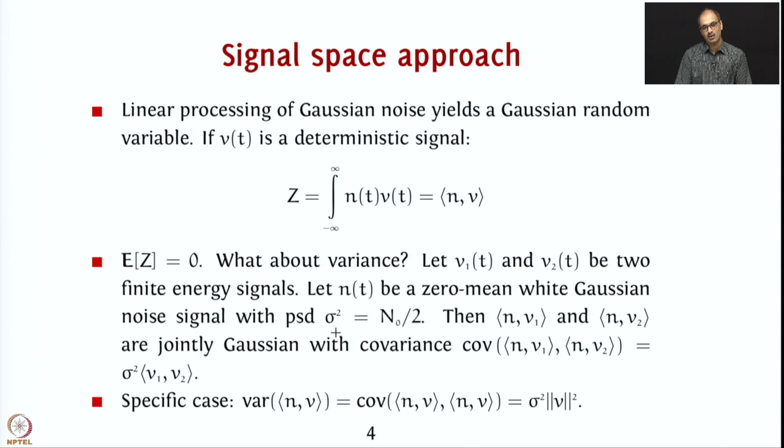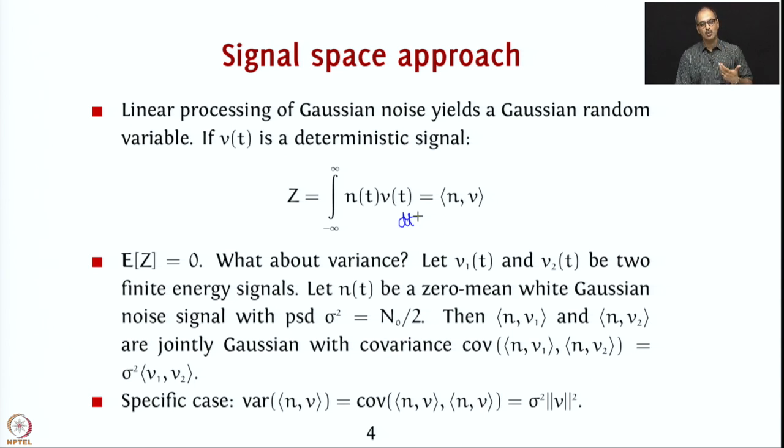So linear processing of Gaussian noise actually yields a Gaussian random variable. Why does this happen? Let's say that you receive Y of t and you perform some integration or filtering with Y of t. The N of t component undergoes that filtering because it is being added when you construct Y of t, and that results in a number. If you integrate N of t with respect to v of t dt, then that results in a number, and we of course define this as the inner product of N and v. So this is now a number.